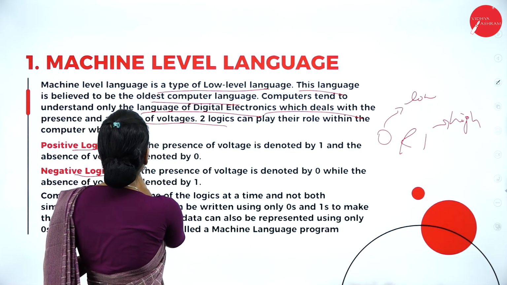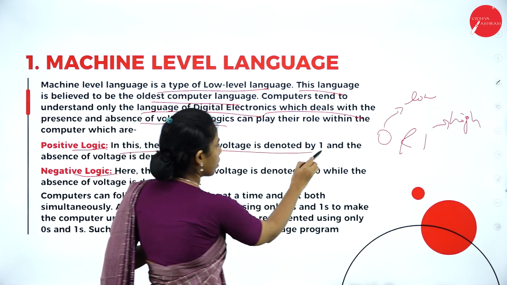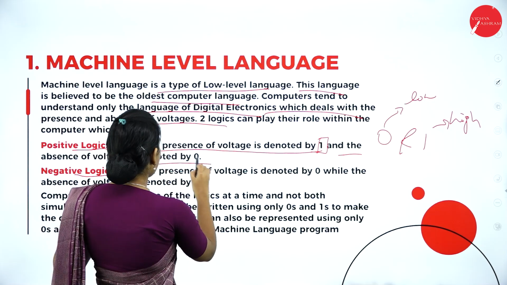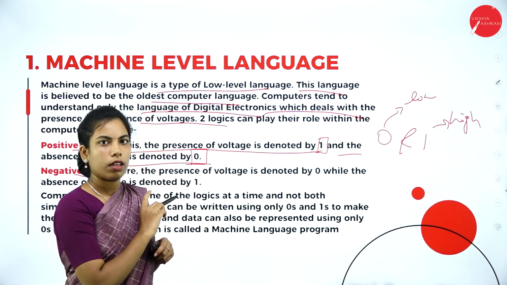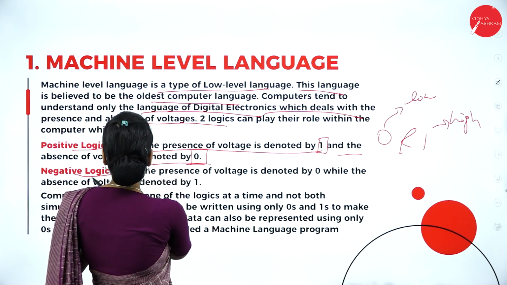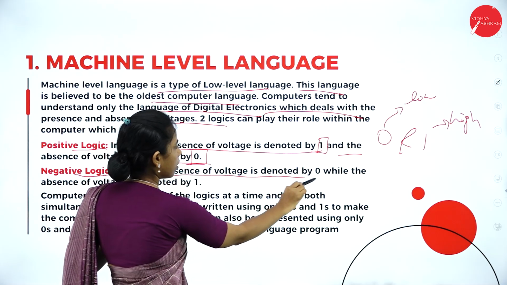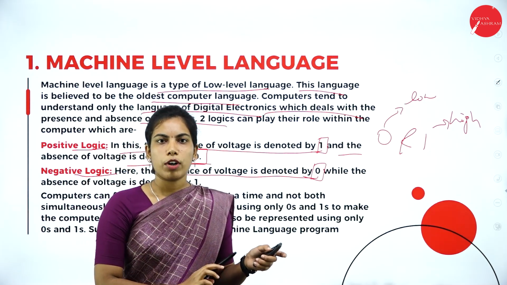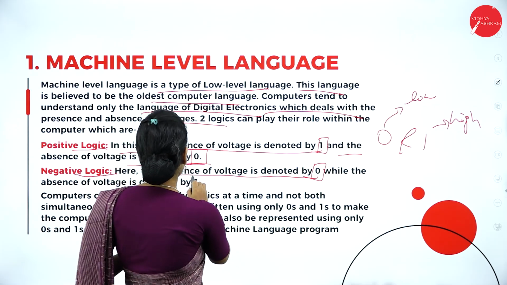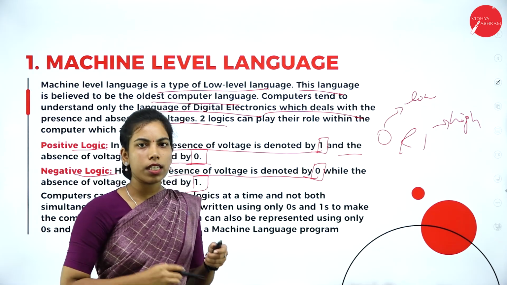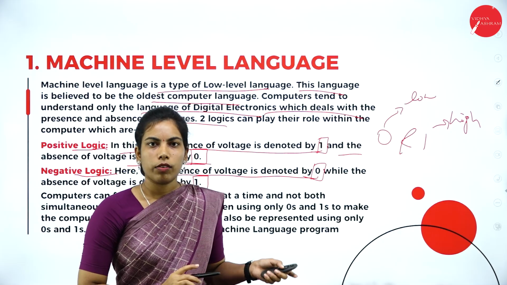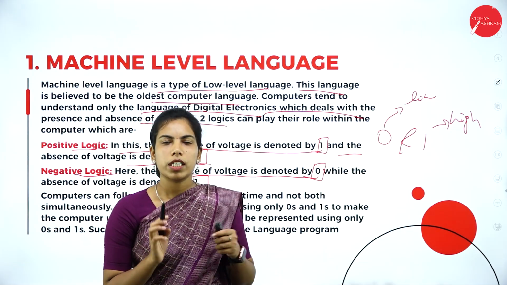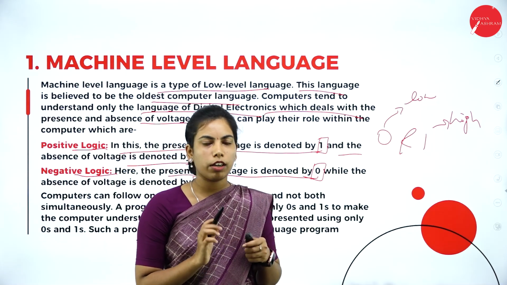In the positive logic, the presence of the voltage is denoted by 1, and the absence of the voltage is denoted by 0. Understood? And in the negative logic, the presence of the voltage is denoted by 0. So in the negative logic, 0 is the high possibility and 1 is the low possibility. That's why the absence of the voltage is 1 in the negative logic. So this is high and this is low. That is what a machine can understand under the machine level language.